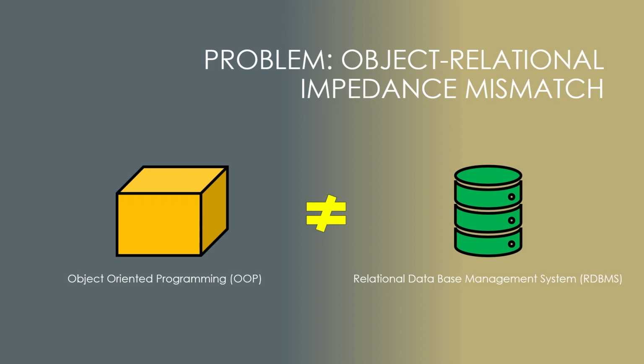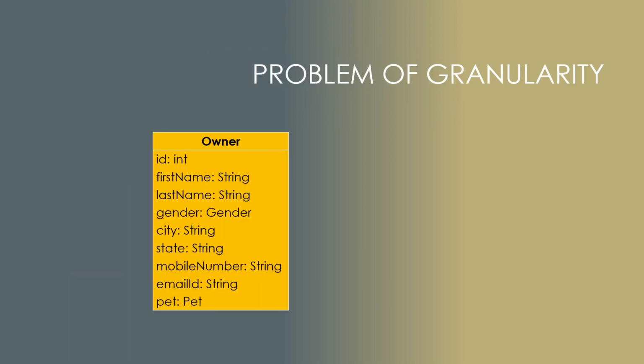So here I'm just using the word database instead of row. So just try to understand that. Yeah. So let's go with the first problem. Now the first problem is known as the problem of granularity. Now let's see what it is.